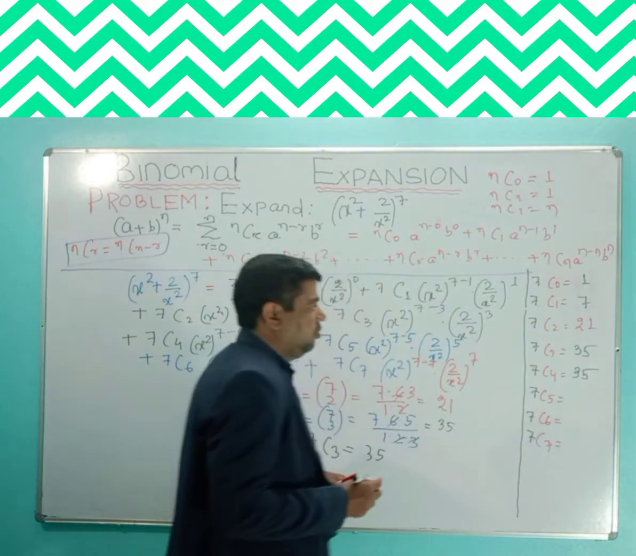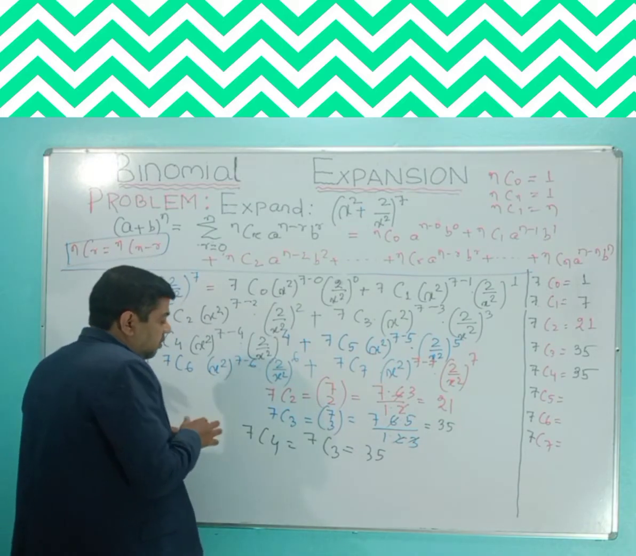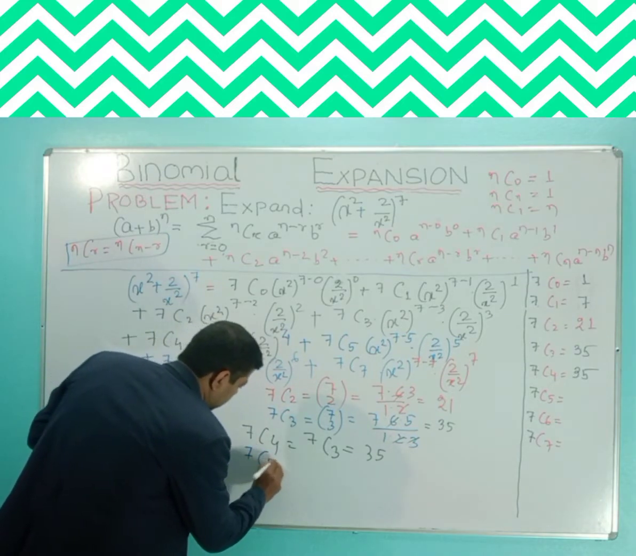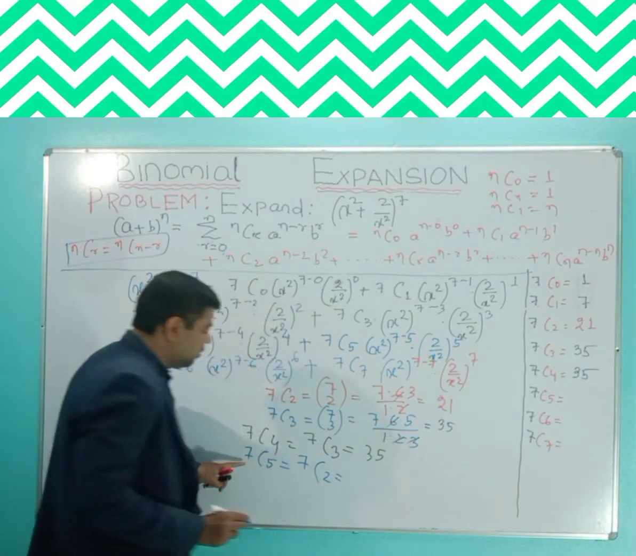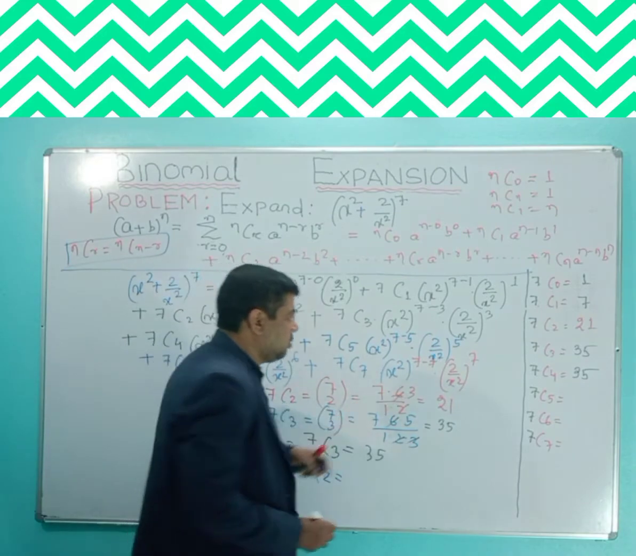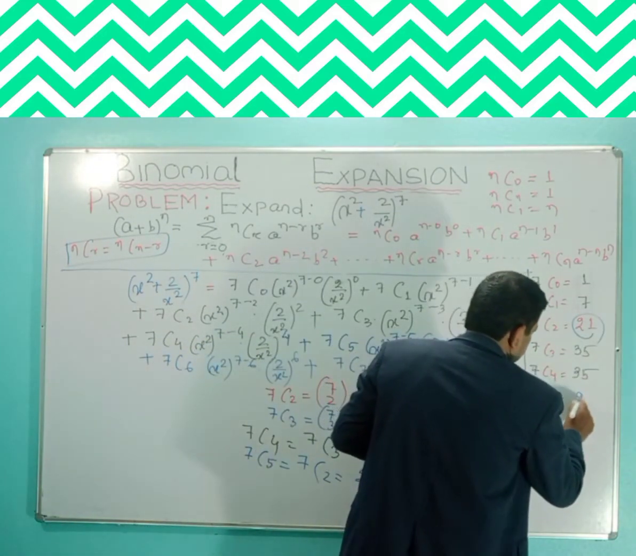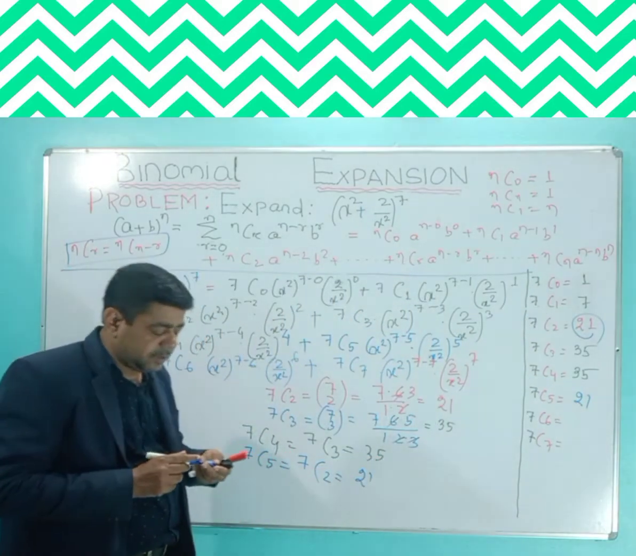Yes or no? Yes. Similarly you write 7c5, which is 7c(7 minus 5), that is 7c2. The value of 7c5 is equal to the value of 7c2. The value of 7c2 we already got as 21, so 7c5 is also 21. So the value of 7c5 is equal to the value of 7c2.